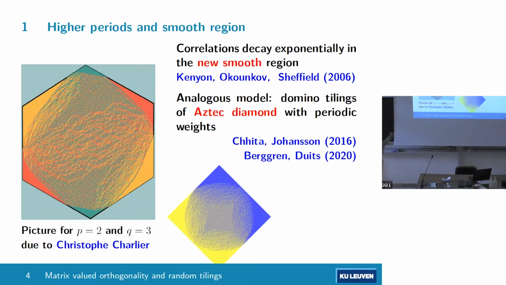All these phases were classified by Kenyon and Okounkov and Sheffield some way back. This is also sometimes called the gas region, but people now prefer to call it the smooth region. Right.